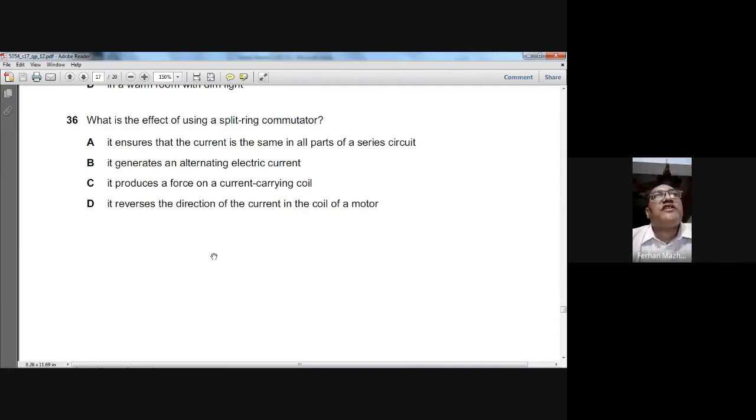So the function of the split ring commutator is that it reverses the direction of the current in the coil. It reverses the direction of the current in the coil of a motor. Yeah, D is the choice, sir. Question number 36, D is the choice.